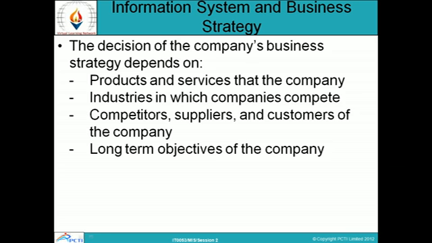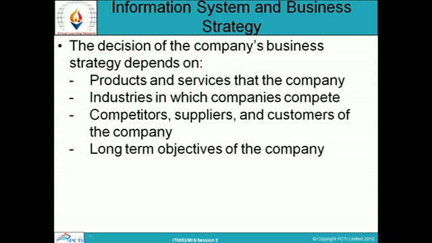Information system and business strategy. The decision of the company's business strategy basically depends on the products that they are going to produce, services that are being offered by the company, and the industry in which companies compete, competitors, suppliers and customers of the company, and the long-term objective of the company. They are all the basic ingredients in building the decision of the company's business strategy.